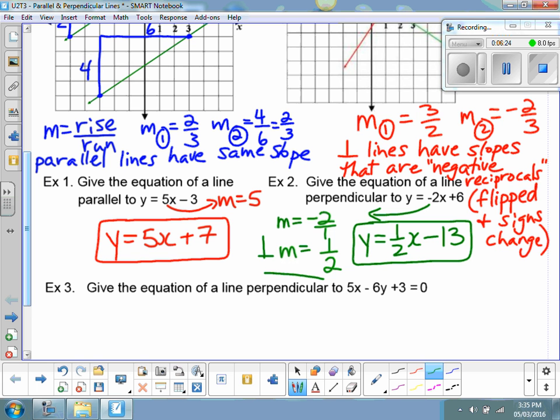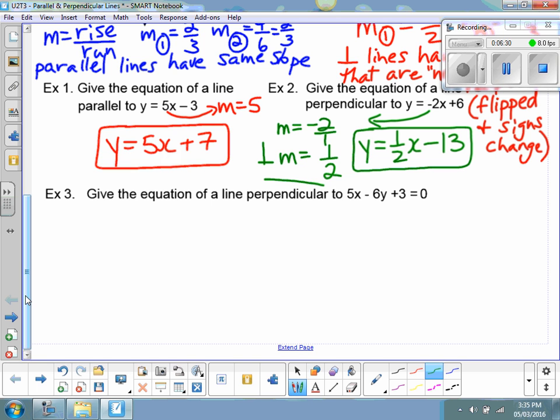So what I use as the y-intercept in these cases doesn't matter, as long as the slope has the relationship we're looking for. So example 3, give the equation of a line perpendicular to this one. So a couple things we can do. This equation is more difficult to get the slope from.